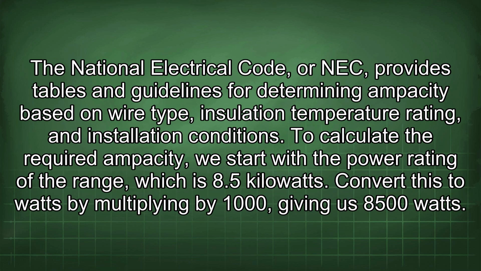The National Electrical Code, or NEC, provides tables and guidelines for determining ampacity based on wire type, insulation temperature rating, and installation conditions. To calculate the required ampacity, we start with the power rating of the range, which is 8.5 kilowatts. Convert this to watts by multiplying by 1000, giving us 8,500 watts.